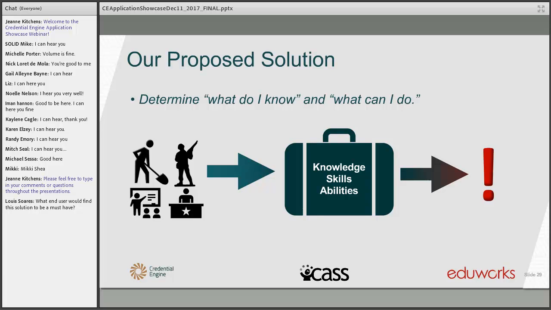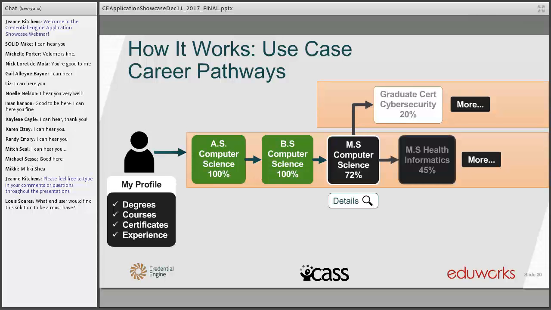So the solution that I think we're all working towards, next slide, is to take this information that is currently local and hard to understand and to expand it, if you would, into more granular information about a shared set of knowledge, skills, and abilities. So next slide, please.